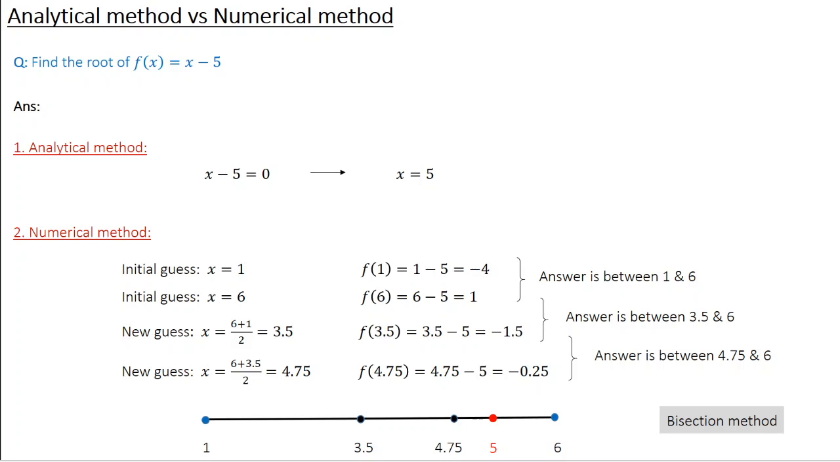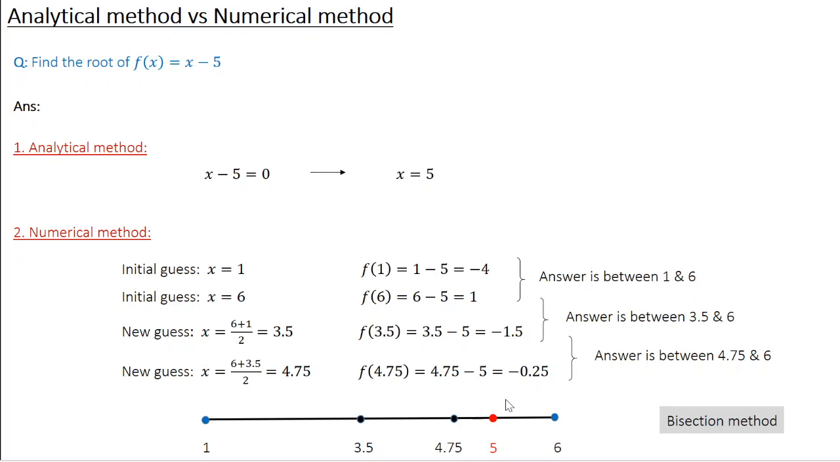Once again, you have to improve upon your guess. What you do, you bisect this range or find the midpoint or average. So average of 3.5 and 6 is 4.75. This is your new guess. Now you calculate f of 4.75. So this is 4.75 minus 5, which is minus 0.25. So this is even closer to 0, right? So 4.75 is a much better guess compared to 3.5.